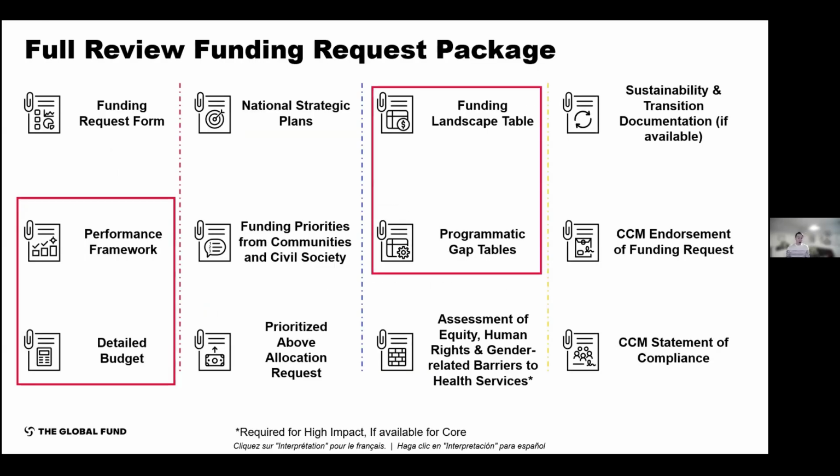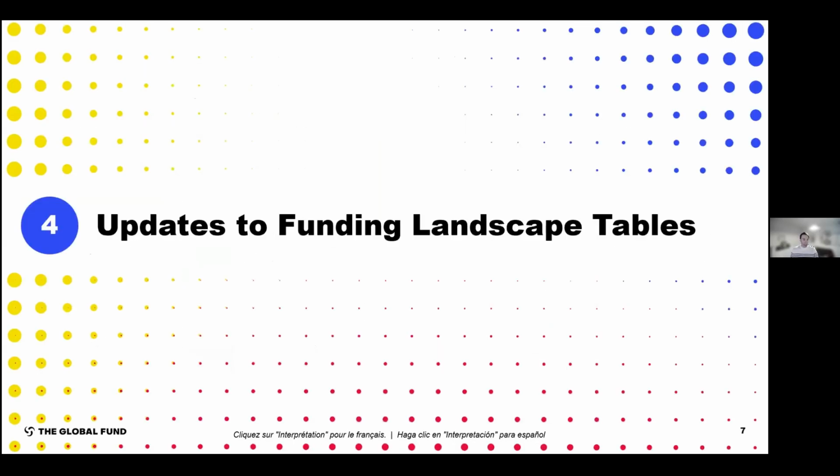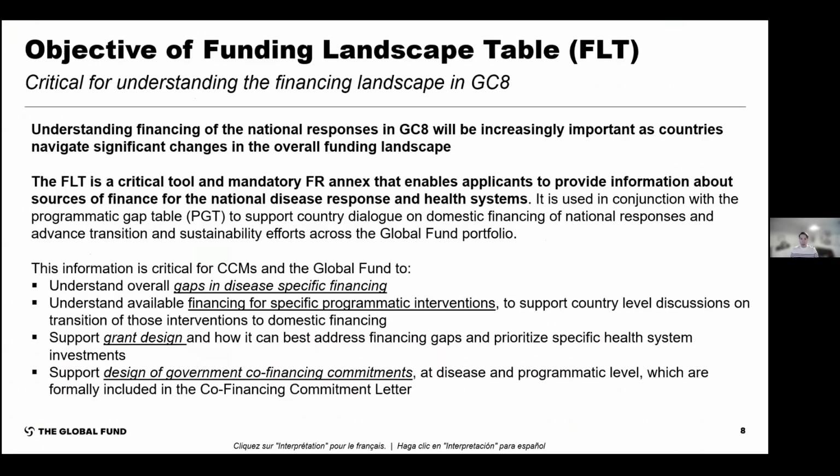So again, here are the required annexes for the full review funding request package. And today we will be focusing on the performance framework, the detailed budget, the funding landscape table, and the programmatic gap tables. And so with that, let's go to the next slide on the funding landscape table. And I will hand things off to Matt McGregor.